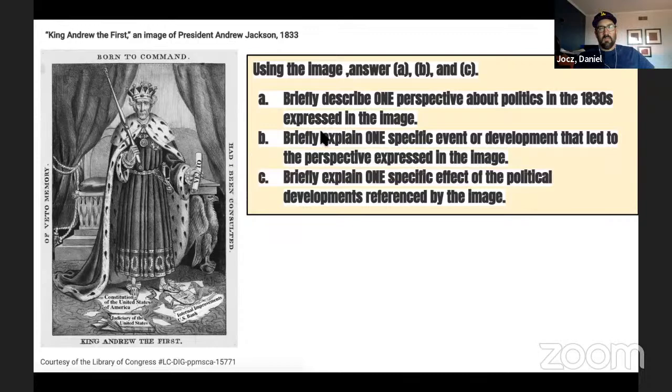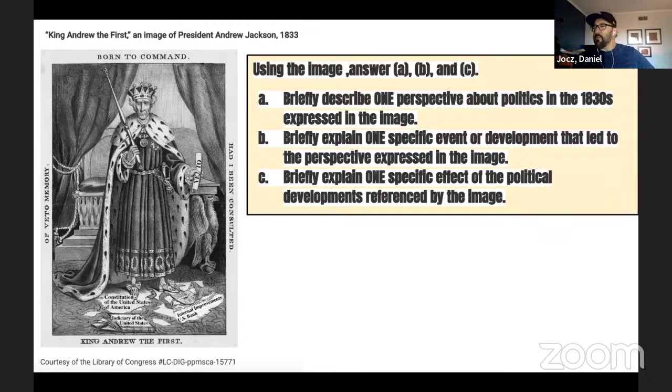because the reason why I think the SAQ does offer a great opportunity for people who do struggle as writers, people that are maybe not as academically proficient in that area, is you don't need to be very well polished. You just need to know some history. And so think about all the things you know about Andrew Jackson as you look at this cartoon.